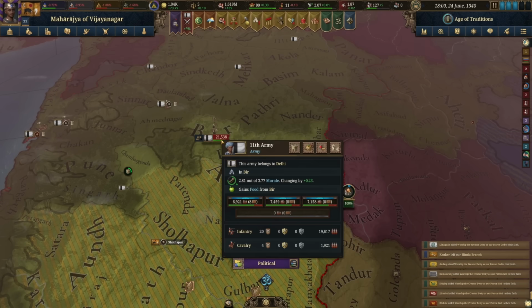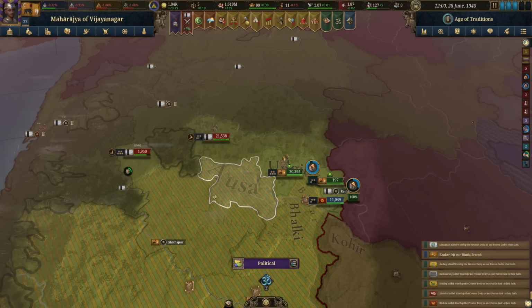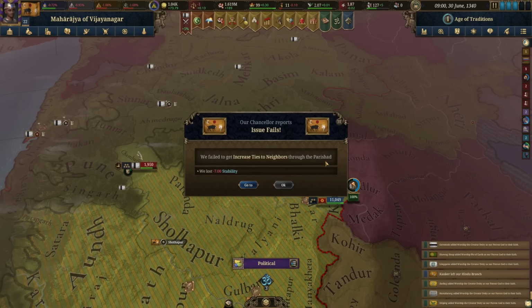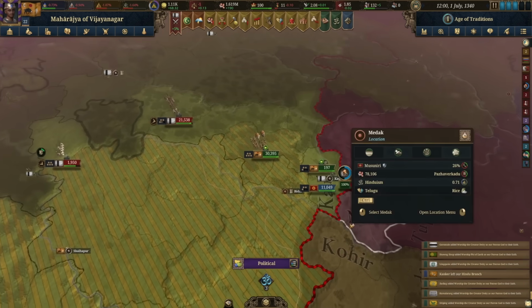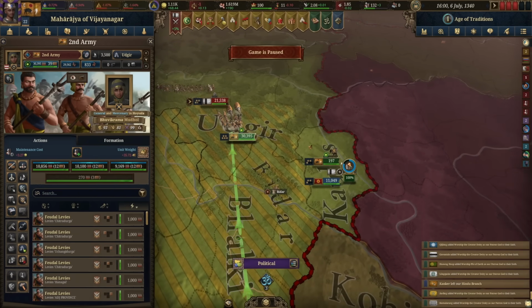Alright, and there's the Delhi armies kind of forming up. Hopefully, we can mayhaps just snipe that stack. Get enough war score from that. Okay, the debates failed. That's fine, that's fine. Oh, are they going to go here? They could go in here. They could go in here. Or maybe they're going in.